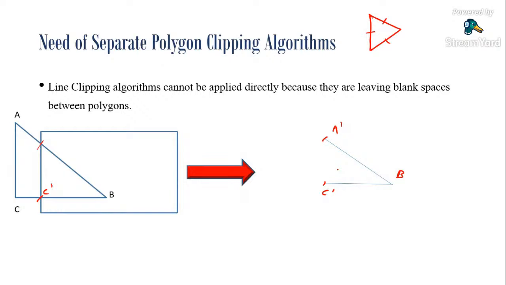Actually, if you clip the polygon by any means, you will get output as a polygon. But in this case, this is not a polygon. It is an empty or hollow space. It is a blank space between the polygon. So this is not the correct output. Hence, to get the correct output, we need separate polygon algorithms. Our output must be a closed figure. So which are the algorithms for polygon clipping? That is Sutherland-Hodgeman algorithm, and next is Weiler-Atherton algorithm.